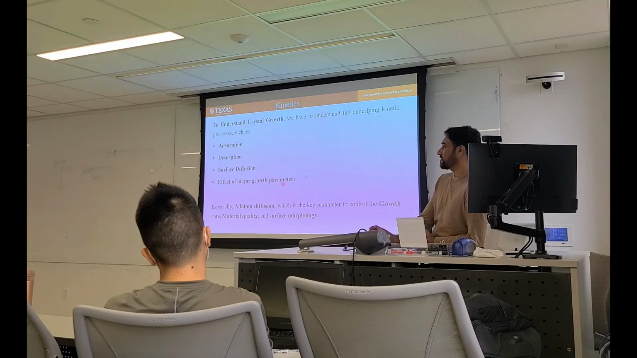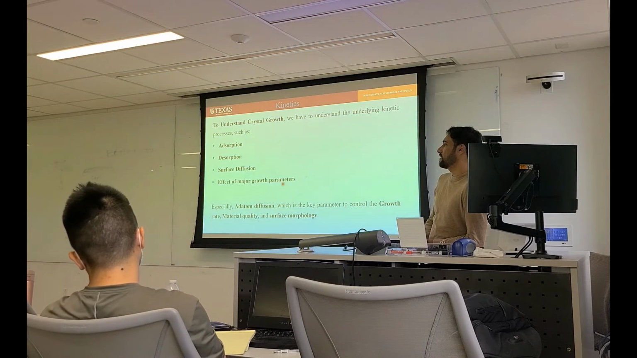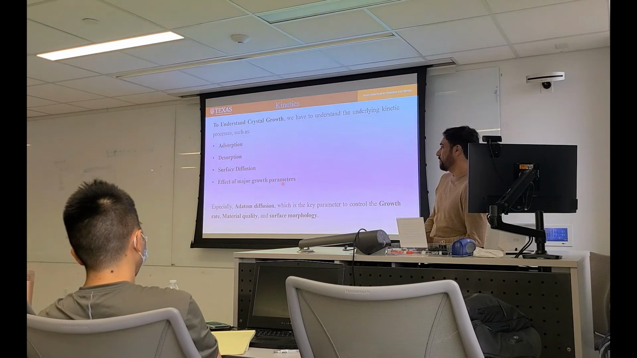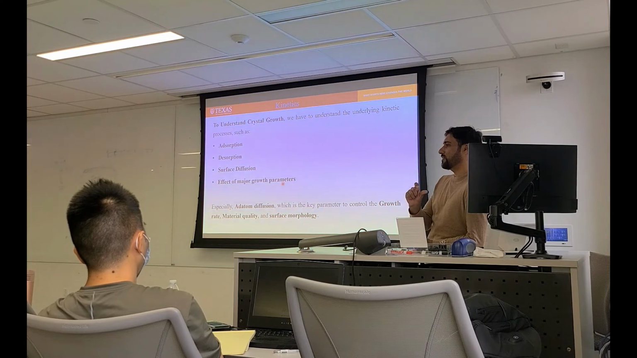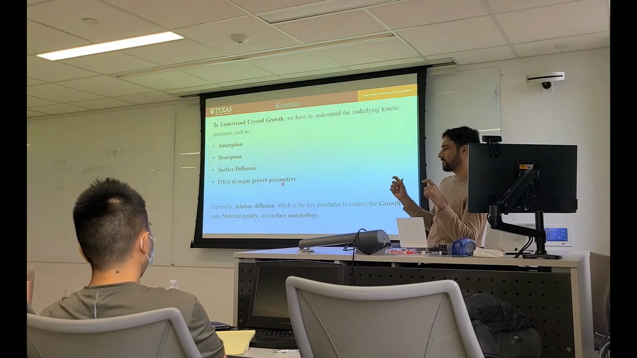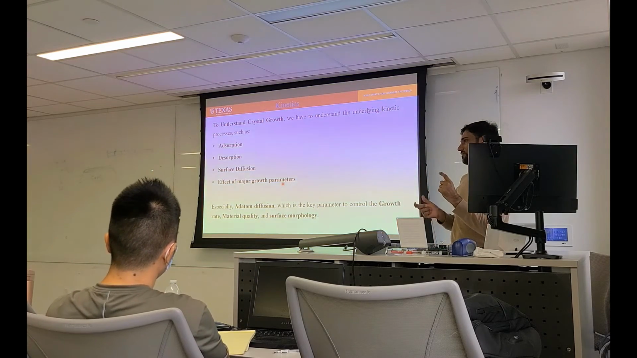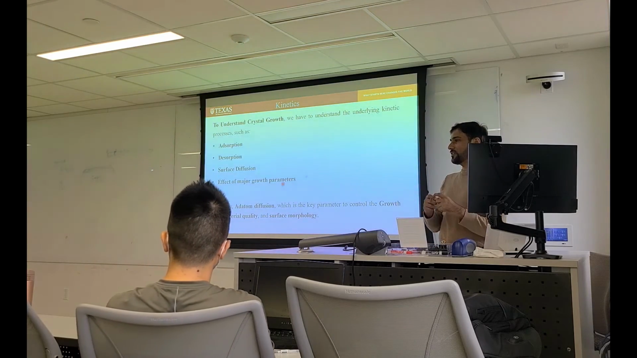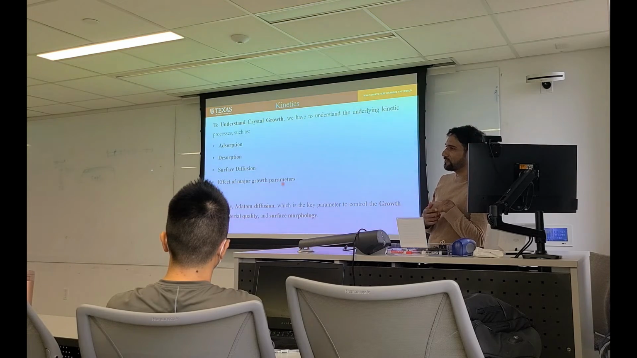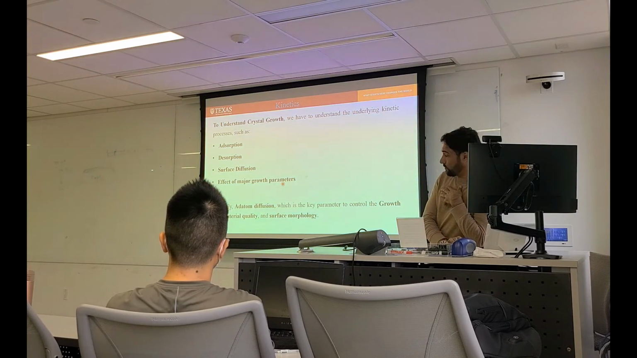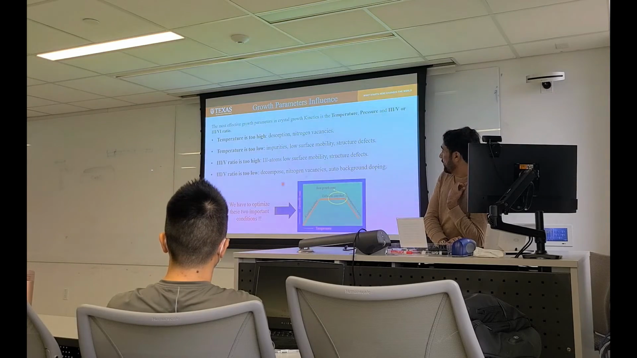The major growth parameters are temperature and pressure. These are important. And then the 5:3 ratio, or 3:5 ratio: we put the group 3 precursor flow and the group 5 precursor flow. The ratio matters. Ratio means if you increase the gallium flow, what will happen? If you increase the nitrogen flow, what will happen? So maybe we can discuss it here.